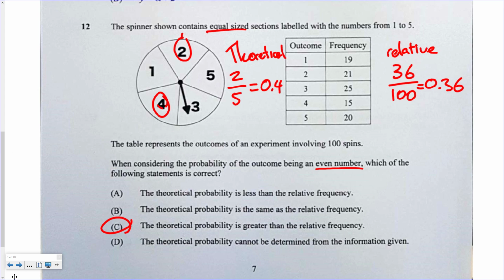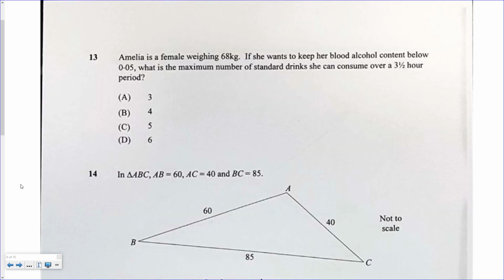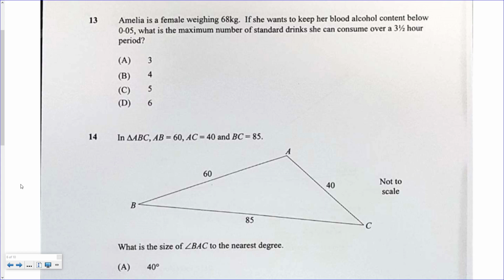Anyway, going into question 13. Here we have Amelia, a female weighing 68 kilograms. She wants to keep her blood alcohol content below 0.05. What is the maximum number of standard drinks she can consume over 3.5 hours?